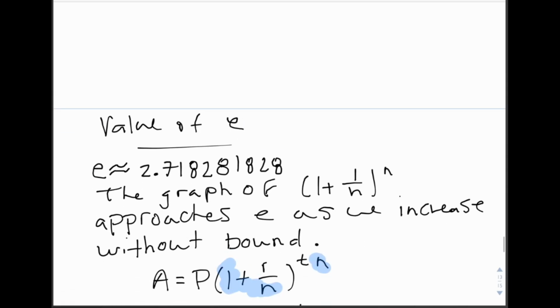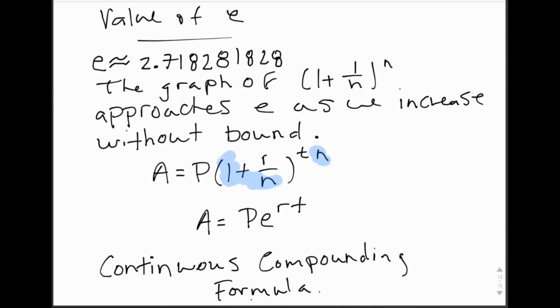So additionally, we have the value of E. So the value of E can be approximated by 2.718281828, and what we can essentially do is the graph of 1 plus 1 divided by n to the n. It basically approaches E as we increase n without any bound. So if we go ahead and look at our formula there, A is equal to P times 1 plus R divided by n to the nT. Essentially, written in blue here, what we have, that is going to approach E. So we can go ahead and make a replacement for the portion highlighted in blue with E, when we are dealing with no bounds.